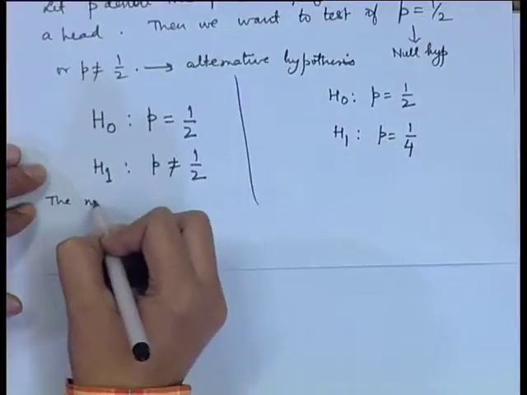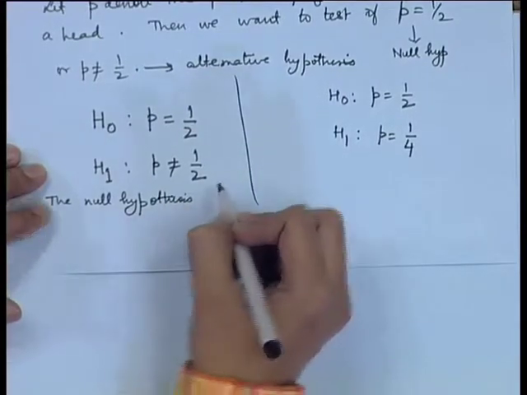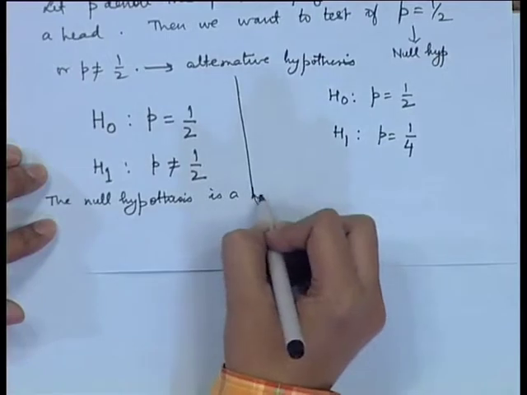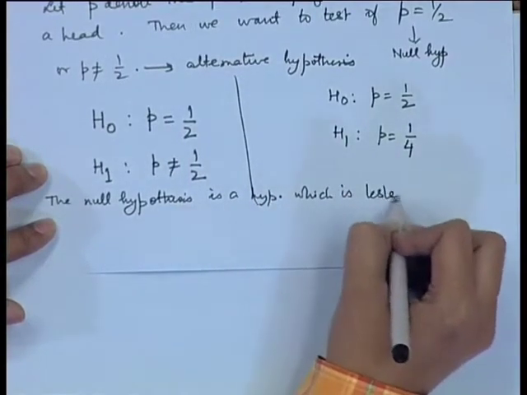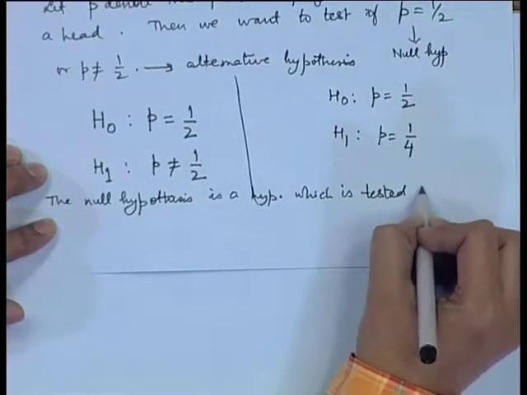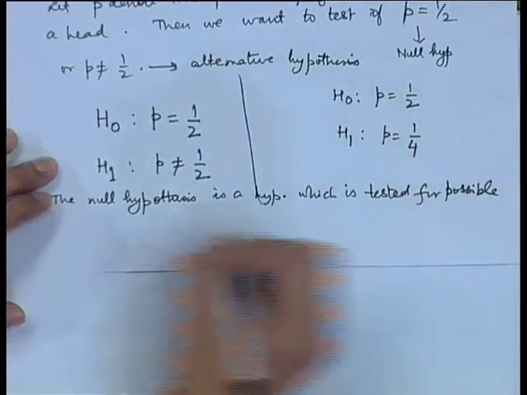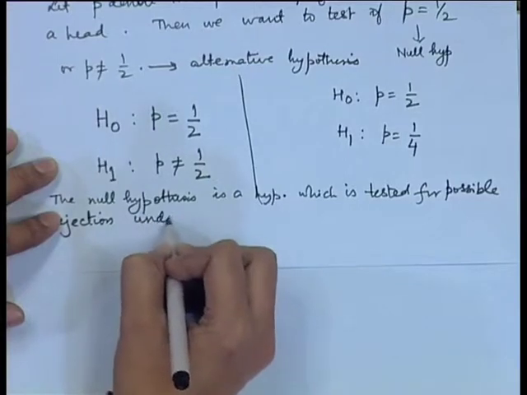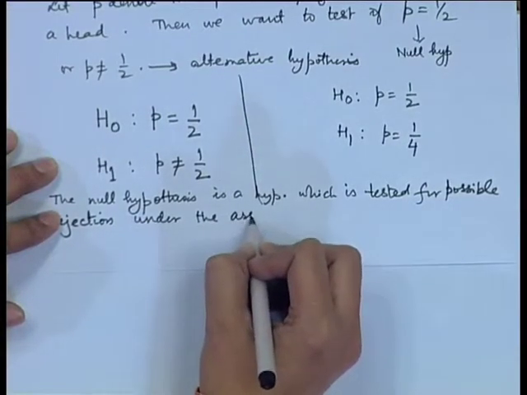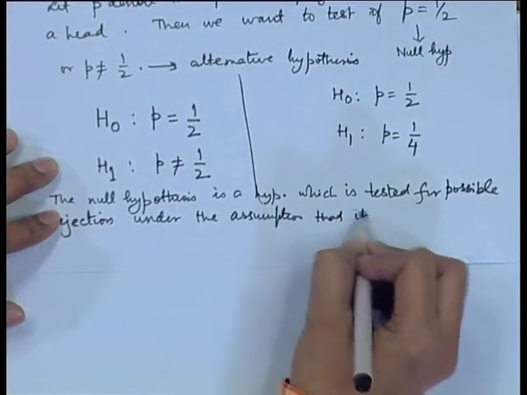So, you can say that the null hypothesis is a hypothesis which is tested for possible rejection under the assumption that it is true.